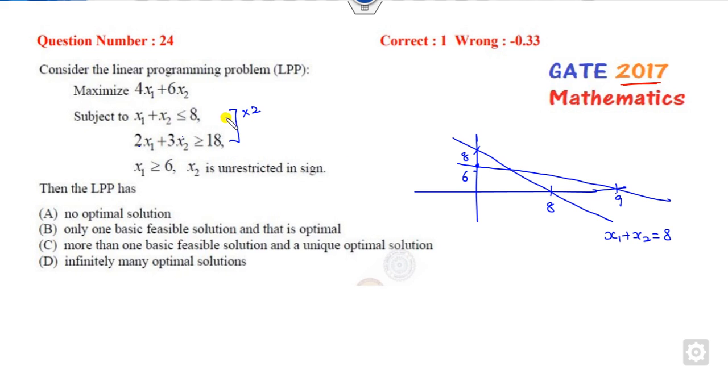And this point you can solve. If you multiply this by 2 and subtract them, it will give x2 is 2 and x1 will be 6. So this is 6 comma 2.